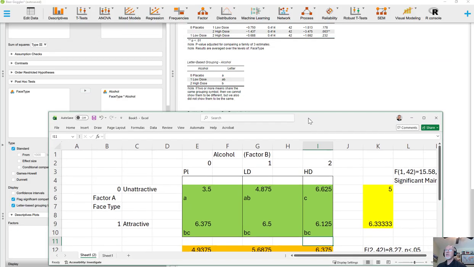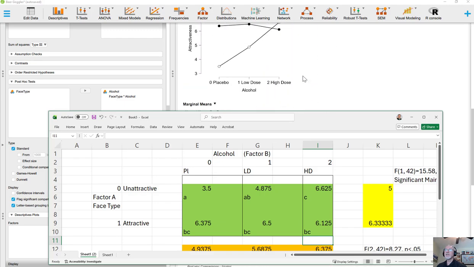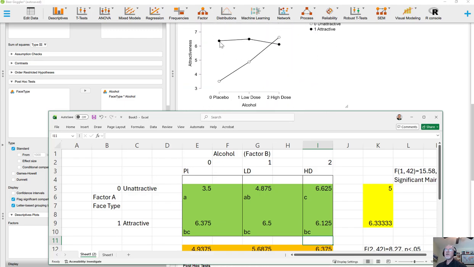Okay, now while looking at these letters, let's look back at the figure. All of these for attractiveness, whether it's low placebo, low dose, or high dose, all have BCs. None of these are significantly different than each other. Great, so we know that.